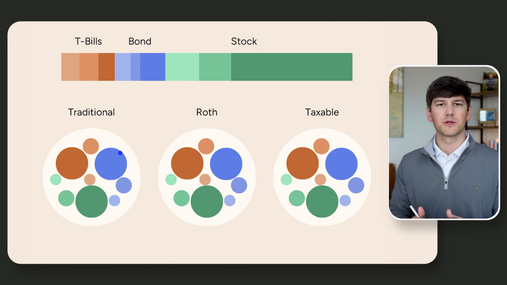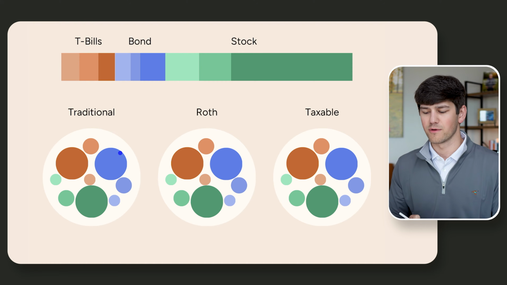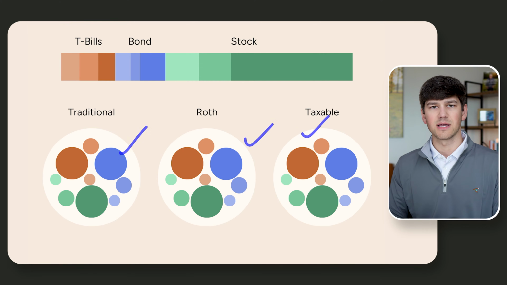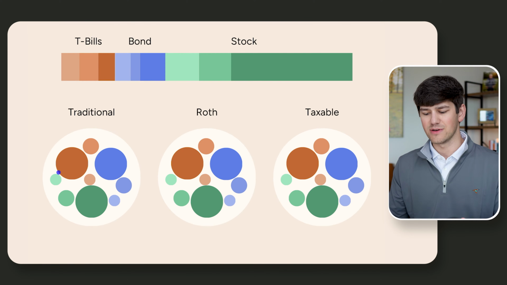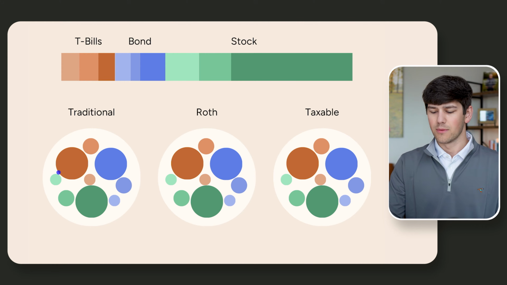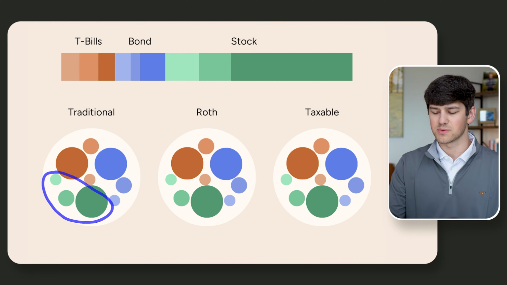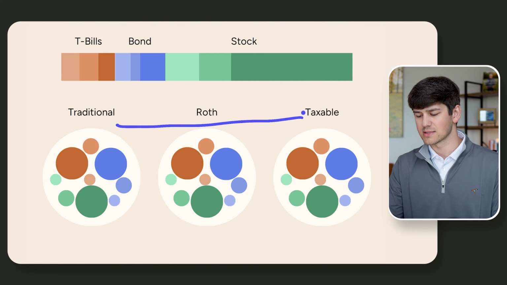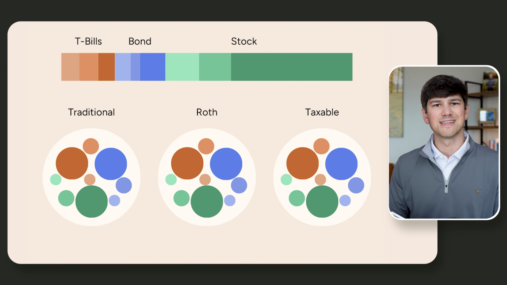But the key I wanted to show you is that in a normal 70-30 portfolio with no asset location, every single one of these account types is invested the exact same, meaning they are all split up 70-30. And here's how that would work. We have the same amount in stocks, the same amount in bonds, and the same amount in T-bills across the board. So every single one of these account types is actually invested the exact same.